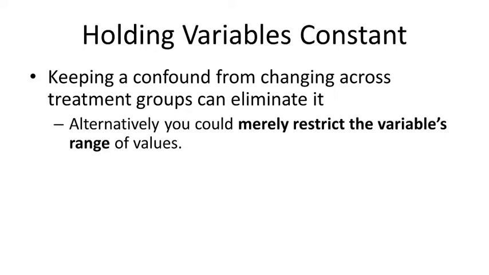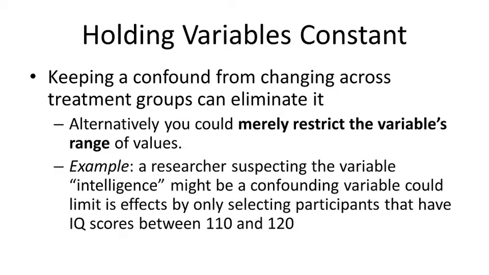So instead, what you might decide to do is just restrict the variable's range. Instead of holding it perfectly constant, you just restrict its range a bit. For example, as a researcher, if you suspect intelligence might be a confounding variable, you could limit its effects by only selecting participants that have a particular range of IQ score. So those are some of the basic ways that you could deal with individual difference confounds, which is, as I mentioned before, the biggest downside, the biggest disadvantage of doing a between subjects design.